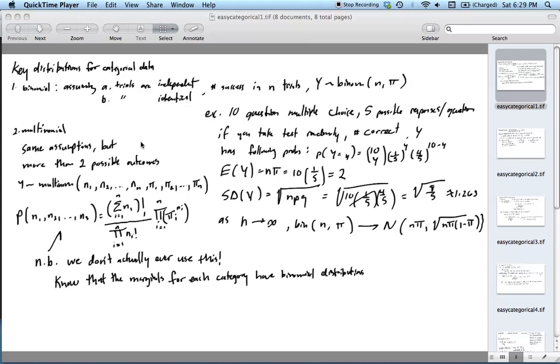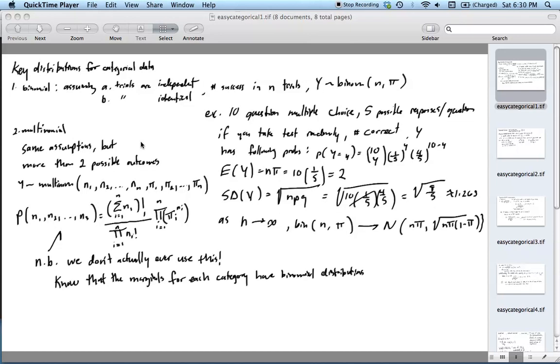will follow a binomial distribution modeled by 10 choose y times 1/5, which is the probability of getting a question right, to the y, times 4/5, the probability of getting it wrong, to the 10 minus y. The expected value of y will be n times pi, or 10 times a fifth, which is equal to 2. So you would expect to get about 20% on this test. And the standard deviation is the square root of npq, which is about 1.265.